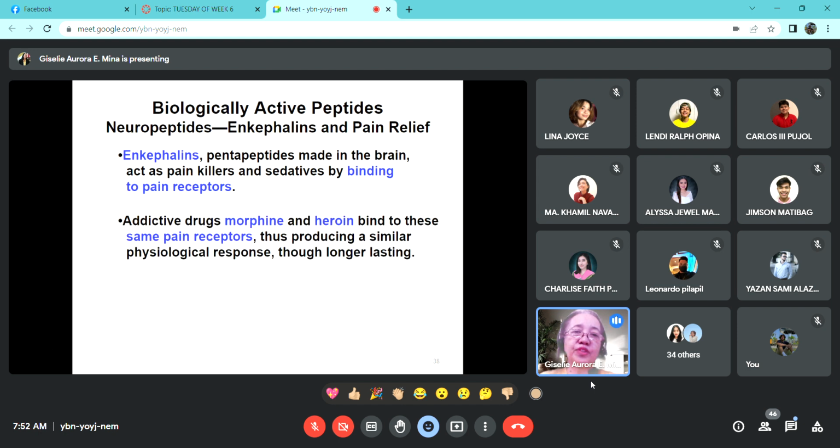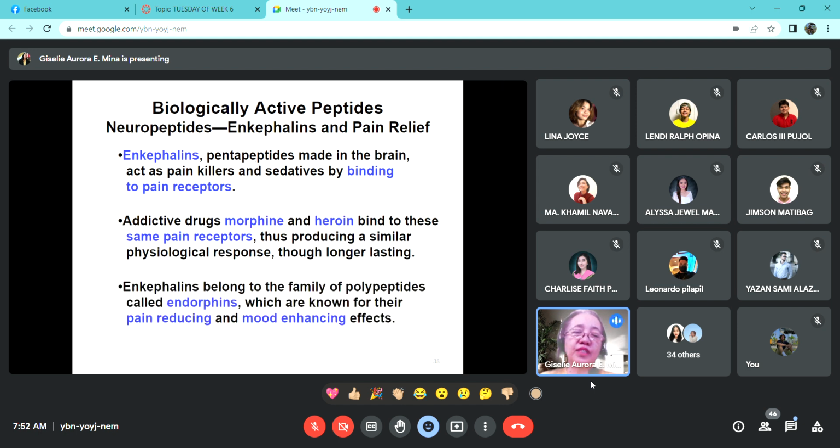There are also peptide hormones known as the neuropeptides, the enkephalins, which function as a pain reliever. So we have in our system the enkephalins which function as a pain reliever. These are pentapeptides made in the brain that act as painkiller and sedative by binding to pain receptors. Although there are also addictive drugs like morphine and heroin that also bind to the same pain receptors, thus producing a similar physiological response, though longer lasting.